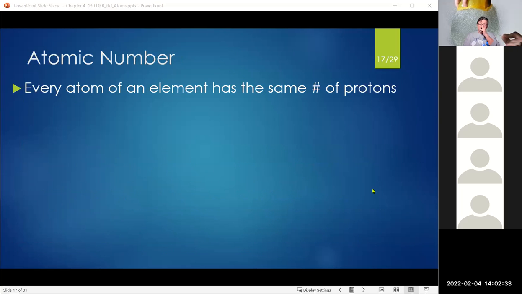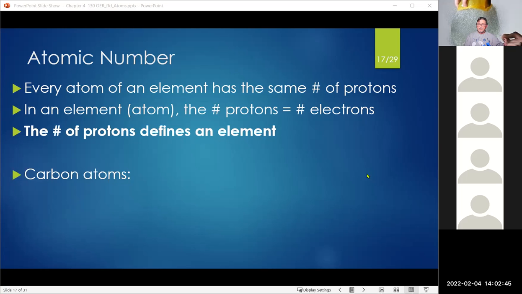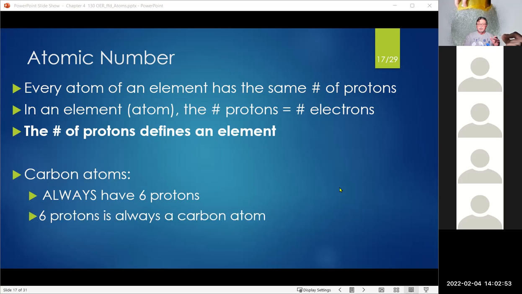Every atom has the same number of protons, okay? As I stated, number of protons equal number of electrons. The number of protons defines what an element is, okay? Carbon always will have 6 protons. Hydrogen will always have 1, so on and so forth, okay? That's what makes that element carbon.